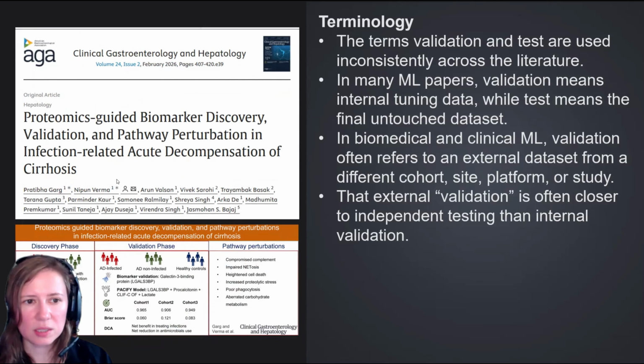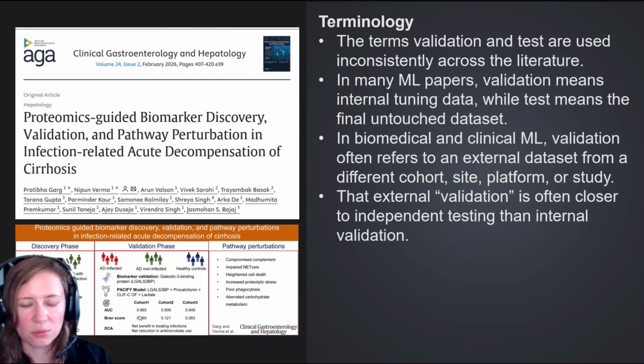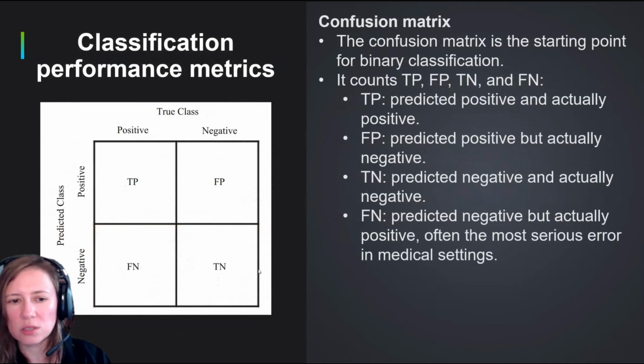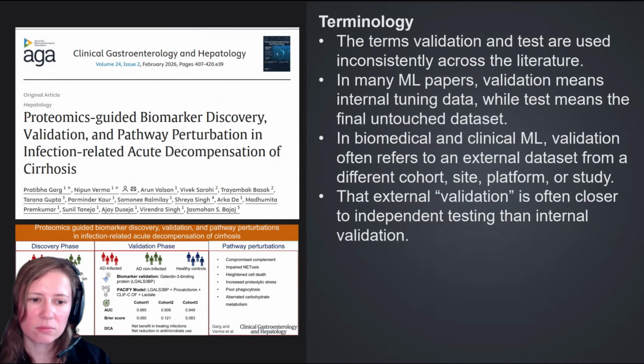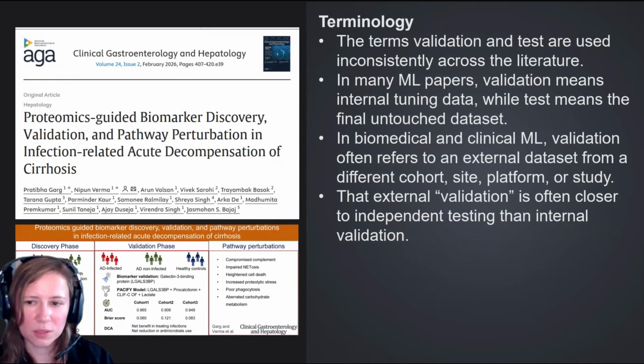Another example here is this other paper where they call it discovery phase, where they collect data and do preliminary analysis, and then the validation phase, where they validate biomarkers that they discover doing statistical analysis, and then pathway perturbations when they go to do an intervention. So there are different uses of the words discovery, validation, train, test. Yeah, it can be a little bit confusing.